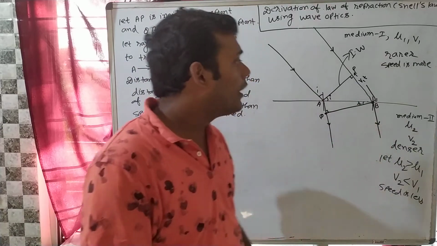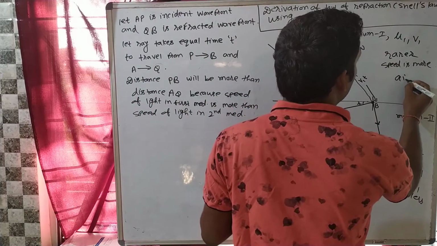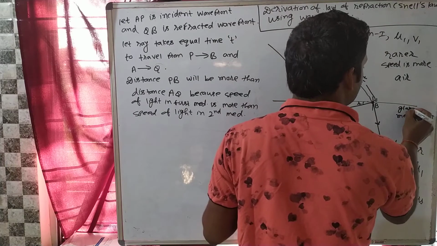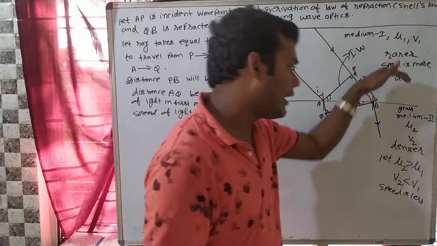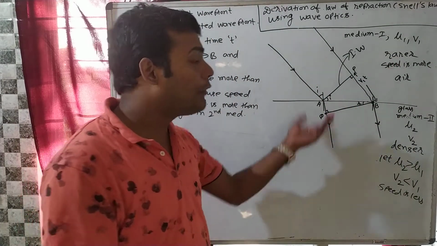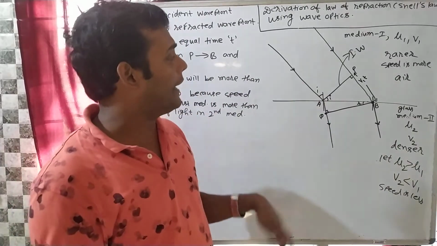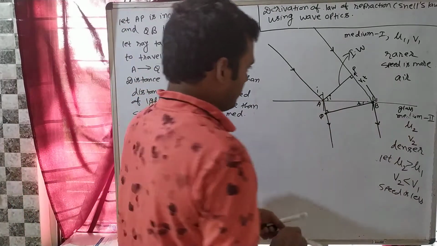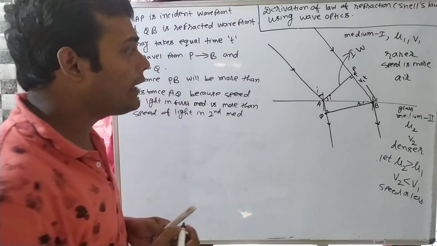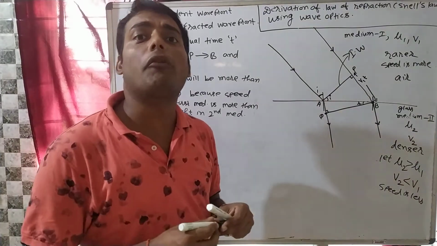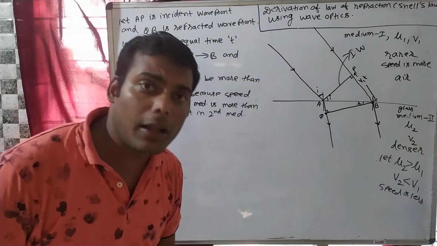Suppose this is rarer, so this is air and this is glass. Then you will understand better. When light comes from air to glass, that means rarer to denser, what will happen? Light will bend. This bending phenomenon is known as refraction of light. So light will bend, we know. This angle will be what? Angle of incidence, right? How will you define angle of incidence? The angle between the incident ray and the normal is known as angle of incidence.